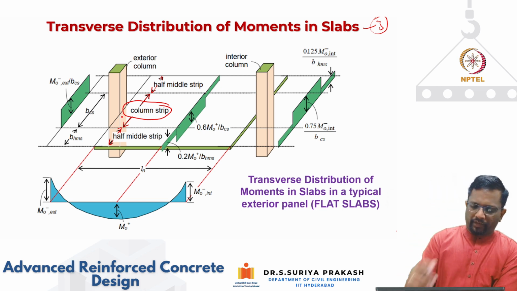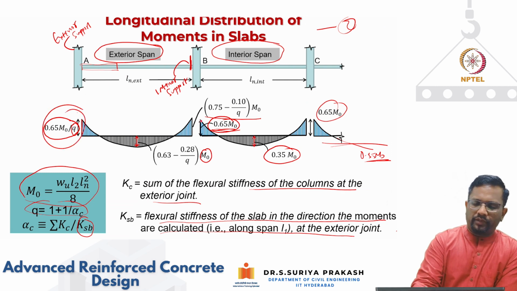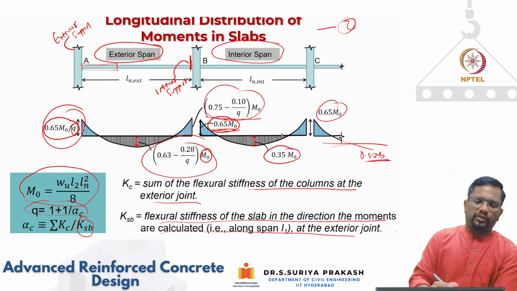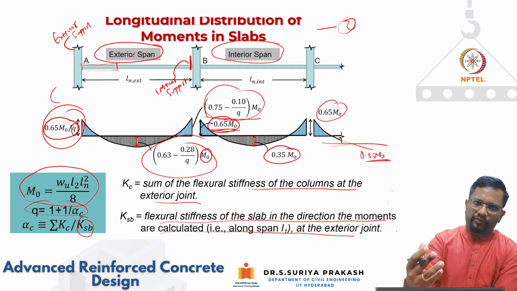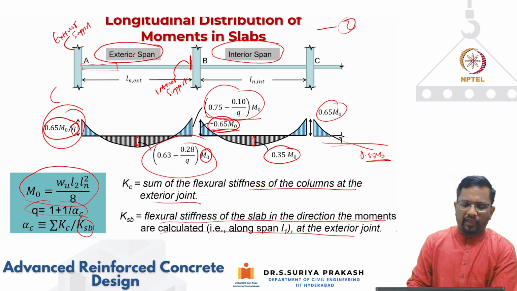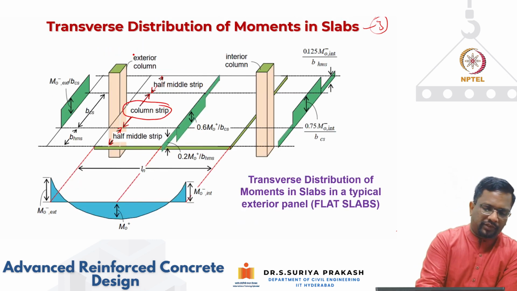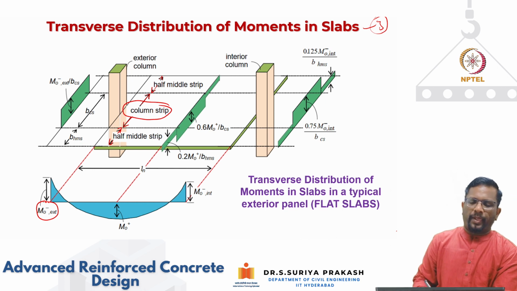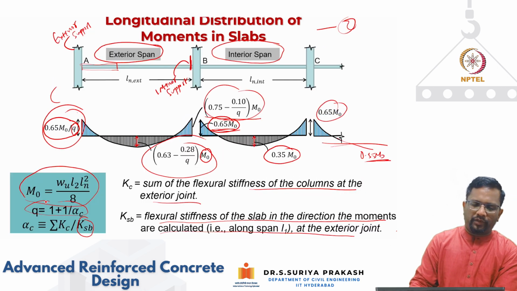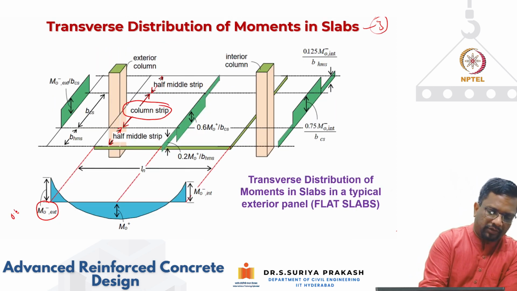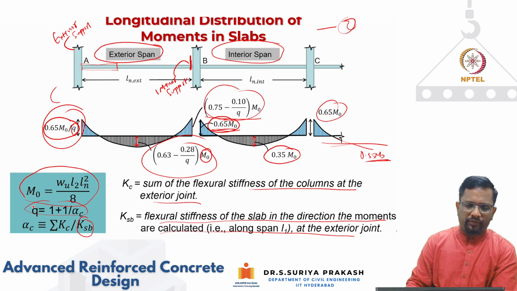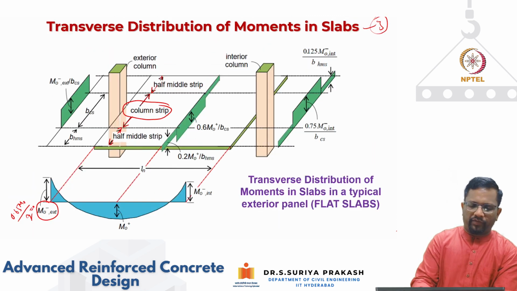So if you go back to the previous case, we got all these moments. This plus this, all these things are the longitudinal distribution. Now, how much of, let's say, the exterior support moment or exterior span moment should go to column strip and middle strip? That distribution is what we call the transverse distribution. So now let's look at this. What was the M naught exterior that we got? M naught exterior, which we worked out to be 0.65 M naught, right? Similarly, we have different values for the others.